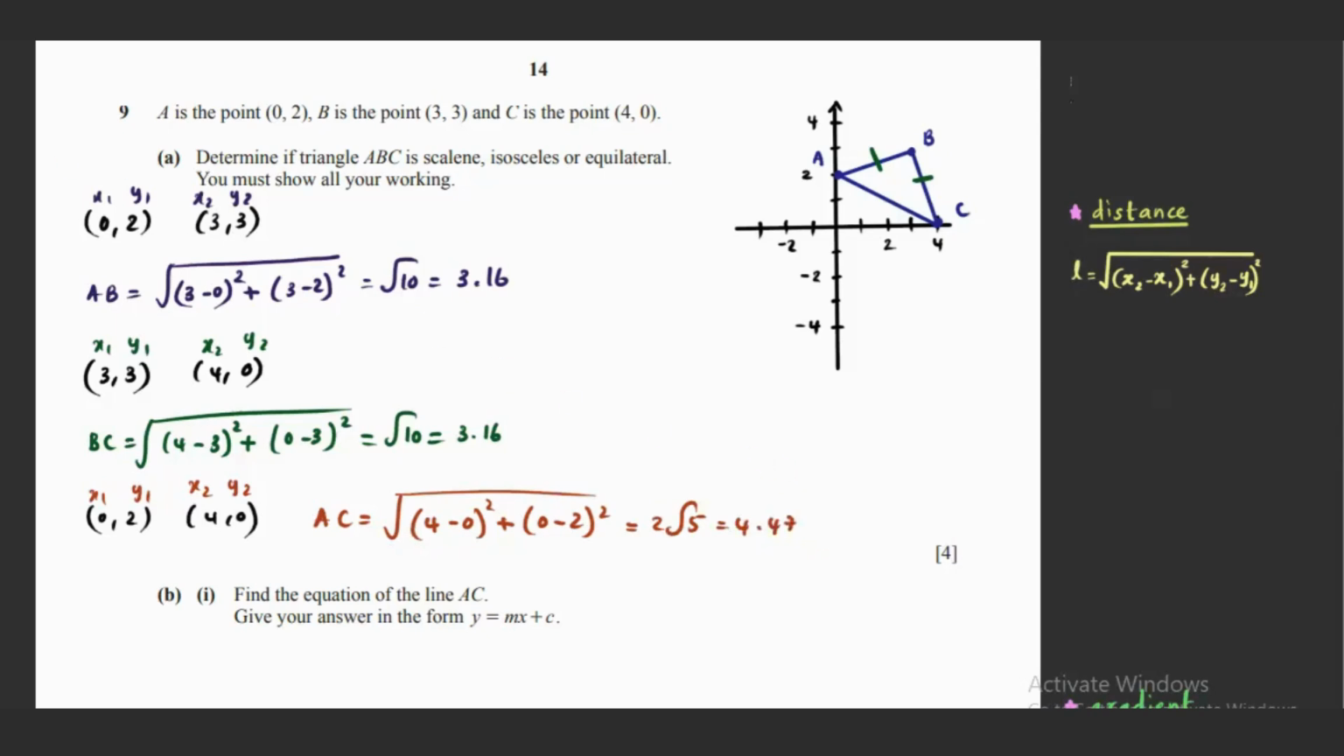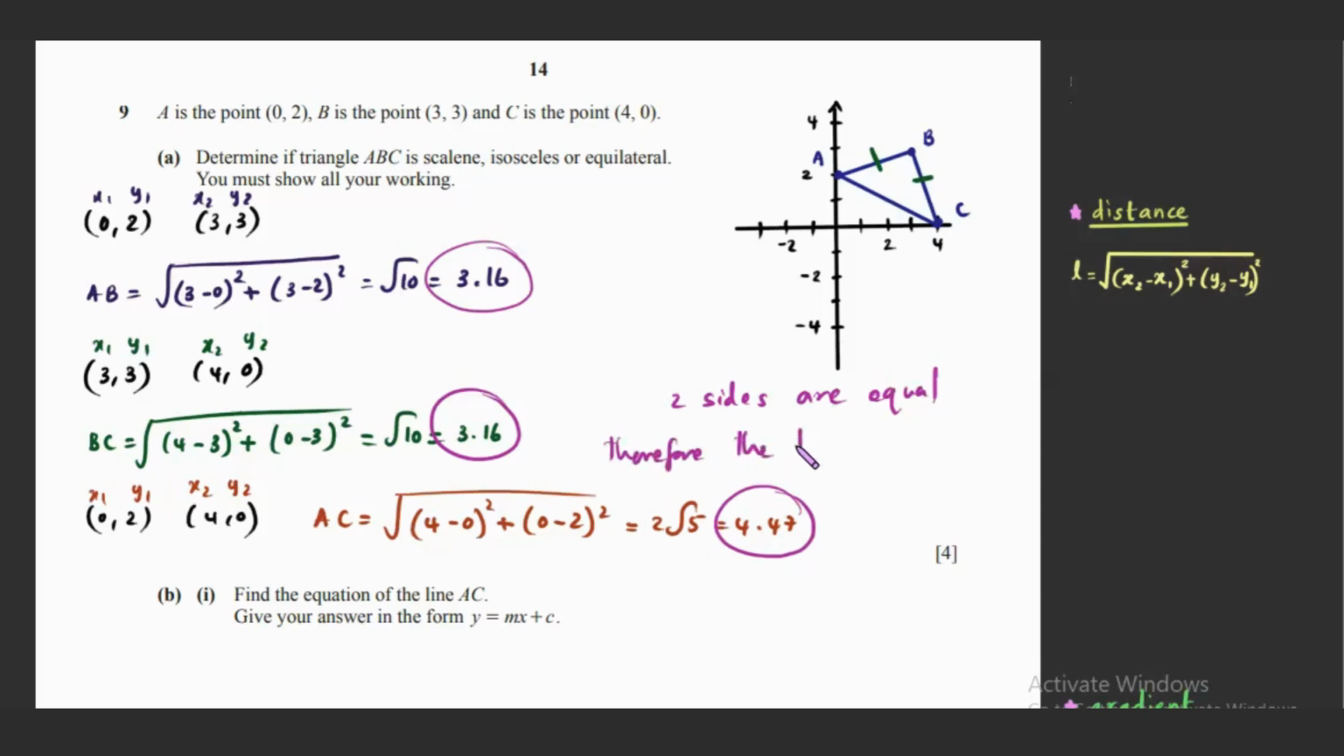Now, if you check the values that we have, 3.16, 3.16, and 4.47, we know that two sides are equal. Therefore, the triangle is an isosceles triangle. An isosceles triangle. So we have figured it out.